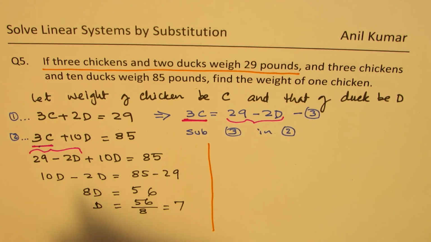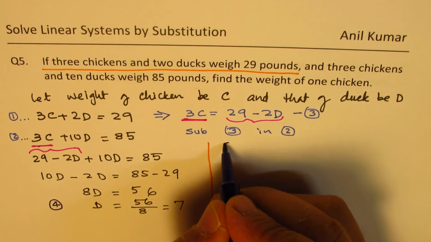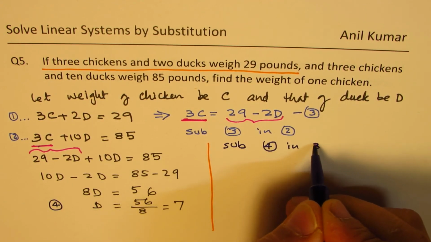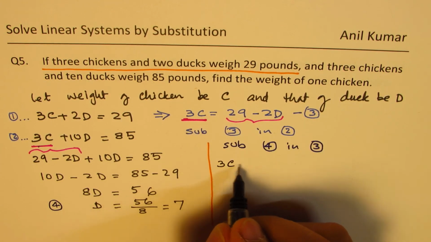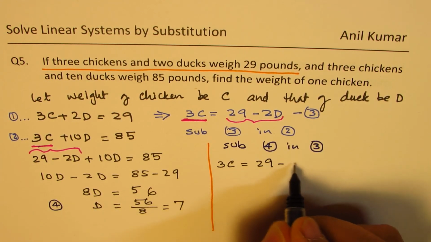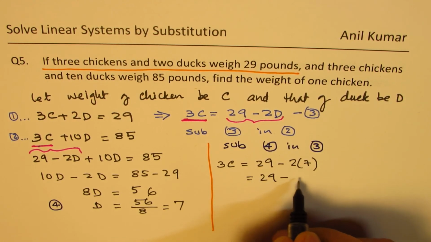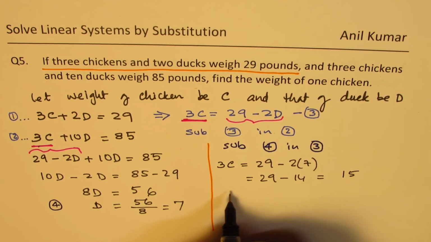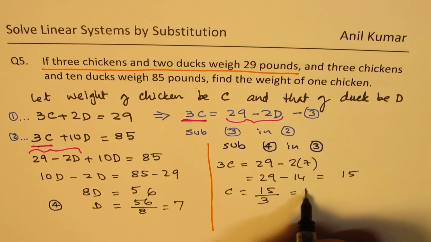Now, let's call this our equation number 4, right? So we'll now sub 4 in 3 to get the value of the chicken weight, right? So 3 times chicken equals 29 minus 2 times 7, which is 29 minus 14. And this is 15 for us. So the chicken weight is 15 divided by 3, or 5.